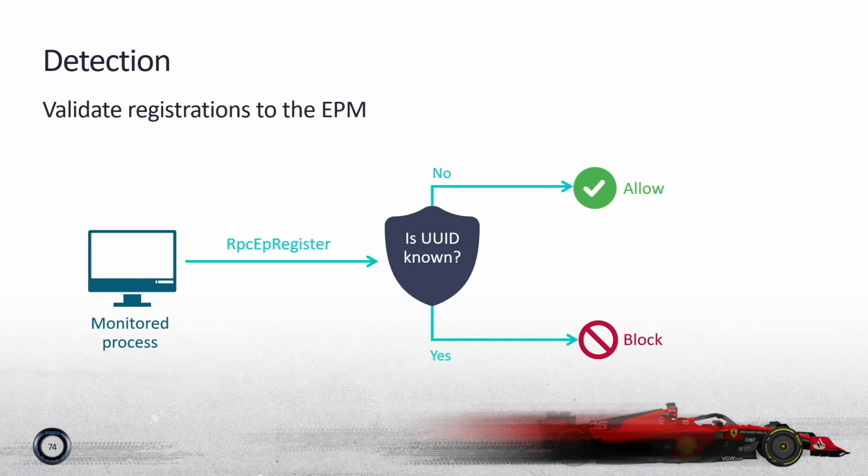So I have some suggestions to detect it. Security products can use hooking to monitor calls to RPC EP register. If a process wants to register a built-in known interface to the EPM and it isn't a legitimate service, it should be detected.